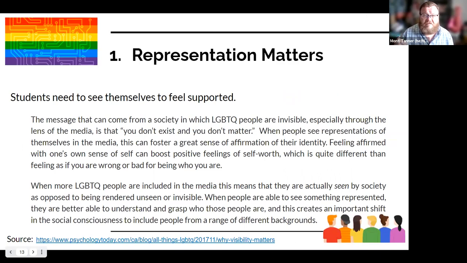If media, if peers are telling students, you don't exist, you don't matter. When people see representations of themselves in the media, this fosters a great sense of affirmation of their identity. Feeling affirmed with one's own sense of self will boost positive feelings of self-worth, which is quite different than feeling as if you're wrong or bad for being who you are.